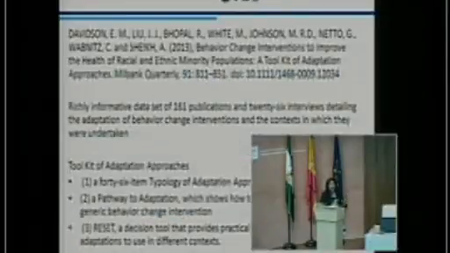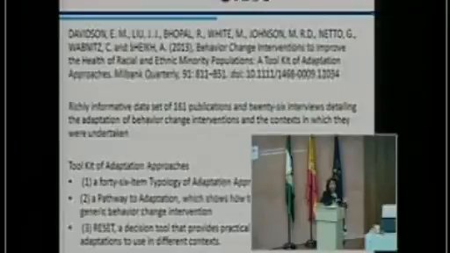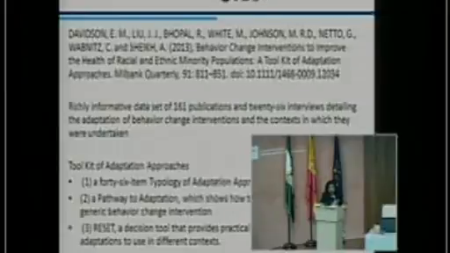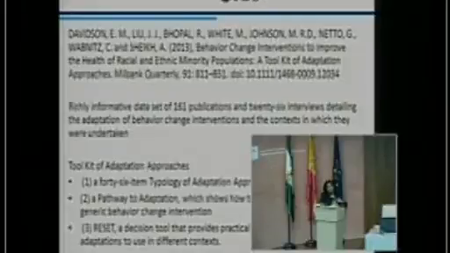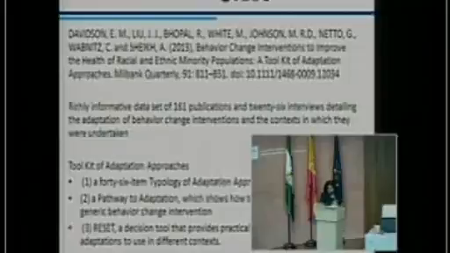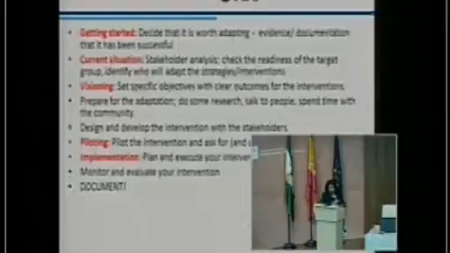For all of you wondering, oh goodness, how are we going to do it? Our colleagues again have developed a fantastic adaptation toolkit, and basically it consists of 46 items of typology of adaptation approaches. It has a pathway of adaptation which shows how to use the typology. So they've done work not entirely on the theoretical framework, but some of it, and they have a decision tool that provides practical guidelines on adaptations to use in different contexts.